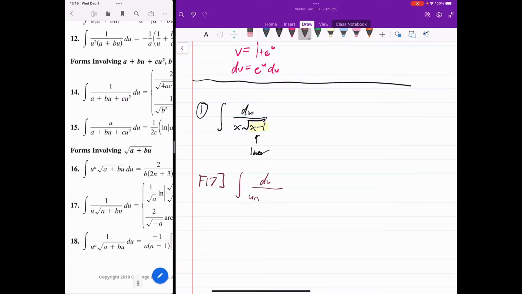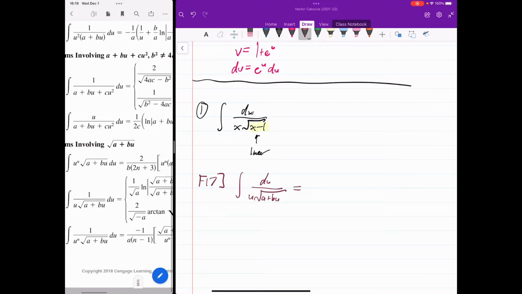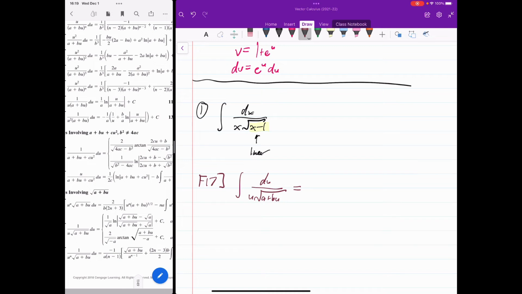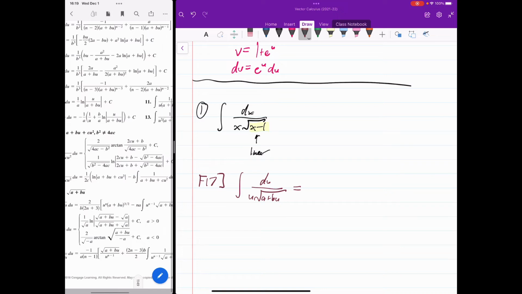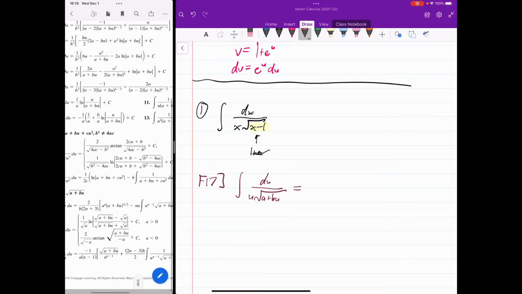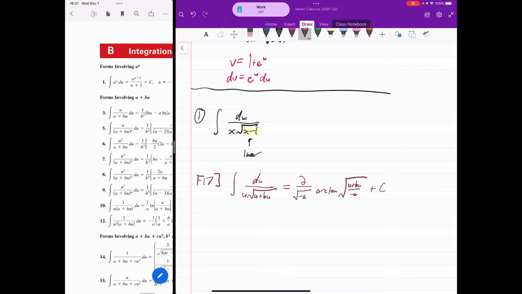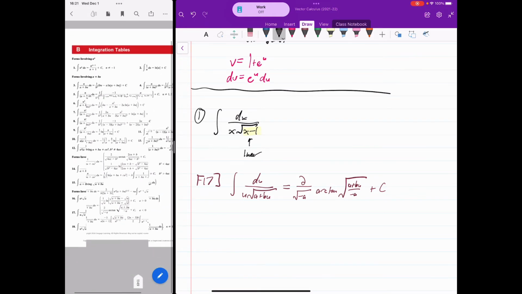du over u radical a plus bu is equal to, and I'm going to write this whole thing down. There are two versions that you can go with, which you can prove later are both the same thing. I'm going to use the 2 over root negative a arctangent of root a plus bu over negative a. I'm going to use this one because this is the one where a is less than 0.